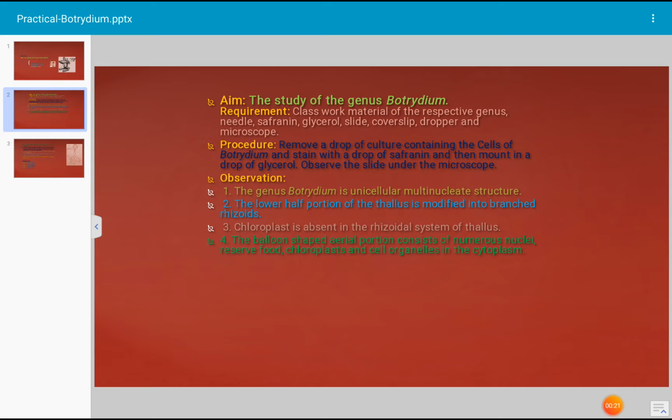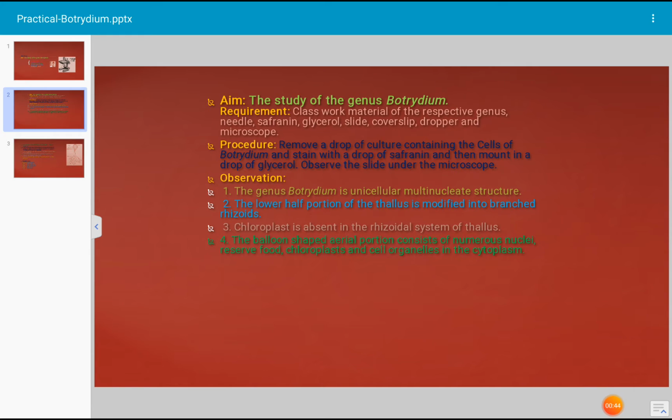We need class work material of the respective genus, that is Botrydium. We need a needle, safranin, glycerin, slide, cover slip, dropper, brush and microscope. These are the things required for the practical. What do we have to do during the practical, what is the procedure? Let us see the procedure.